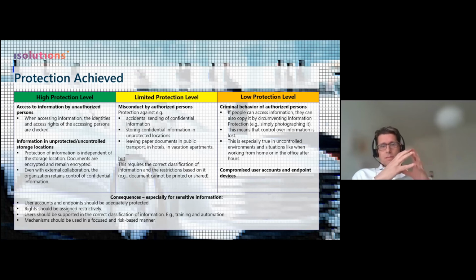And therefore, we draw some conclusions. To have real information protection, we can't simply focus on information protection in a narrow sense. We need user accounts and endpoints protected properly. The rights should be assigned restrictively. Users should be supported. And mechanisms should be used in a focused and risk-based manner.